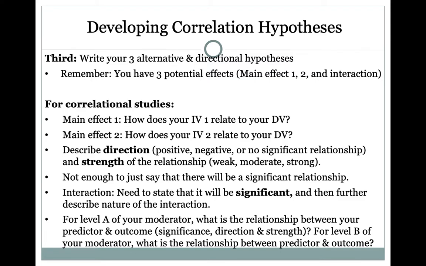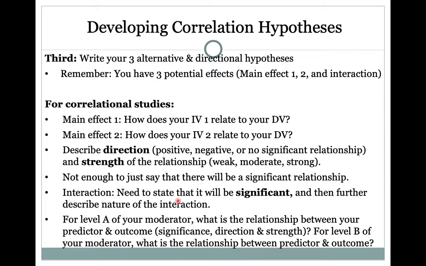Let's start with correlational studies. For main effect 1, you need to answer how your IV1 relates to your DV. For main effect 2, you need to answer how your IV2 relates to your DV, or fill this in with predictor and moderator. You need to describe the direction, so positive, negative, or no relationship, and the strength of the relationship, weak, moderate, or strong. You can't simply say that there's a significant relationship. You need to describe the direction and the strength of it as well.